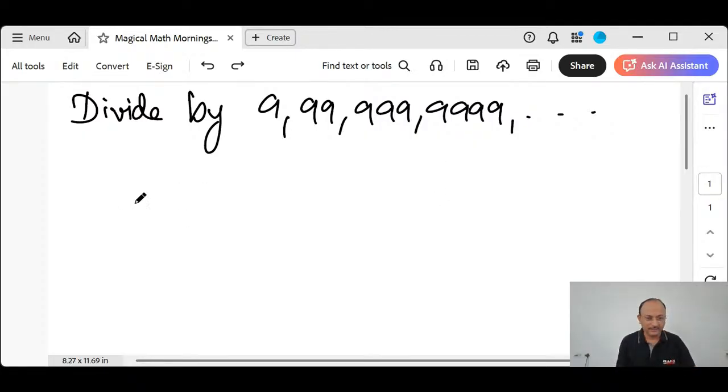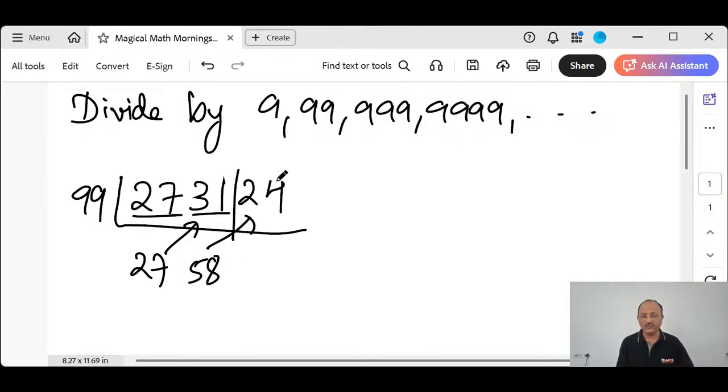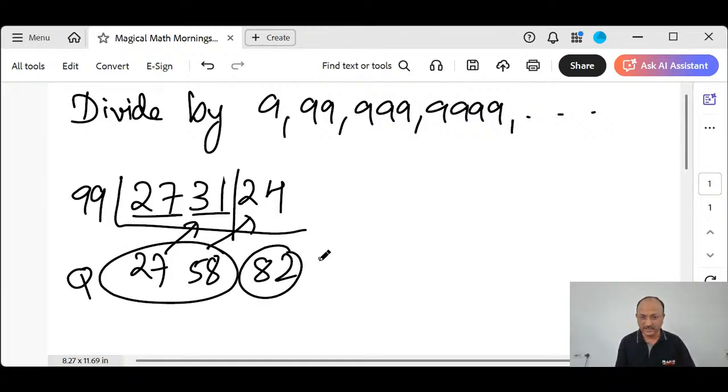I want to give a little bigger number. 273124. This number I want to divide by 99. I'll come to the carryover. First, let us learn the simple method, then we'll go to the carryover. Two numbers I will keep away for the remainder. Remaining, I will just group in twos. One group I will take first, 27. Then you add it. 27 plus 31 will become 58. Then you add it. 58 plus 24 will become 82. This is the quotient. This is the remainder.